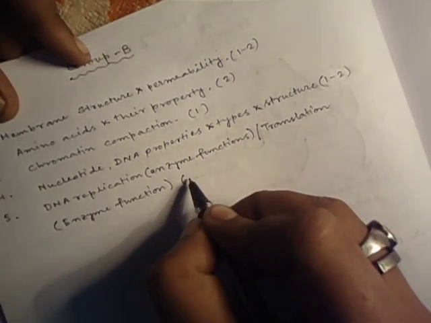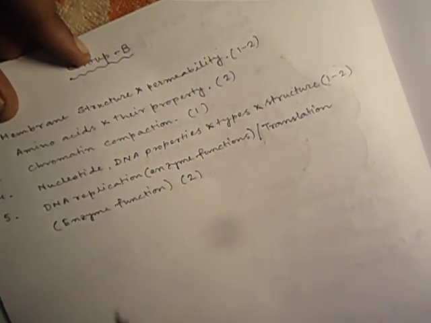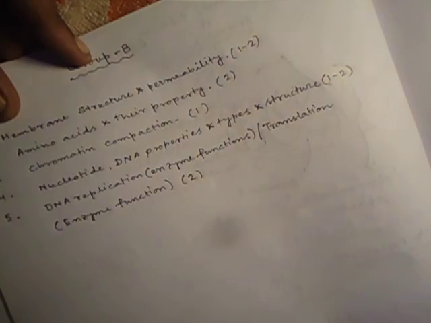And obviously, you can get minimum 2 questions from here. Especially for DNA replication inhibitors, you have to do it very carefully. DNA replication inhibitors, translation inhibitors, and the enzymes for prokaryotic and eukaryotic. You have to do the functions of DNA replication and translation very carefully. And obviously, you can get 2 questions from there.